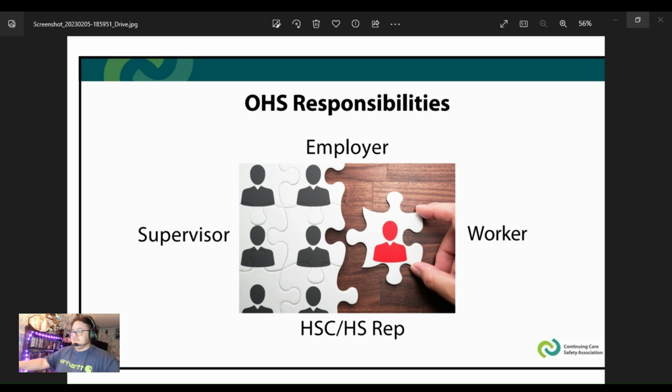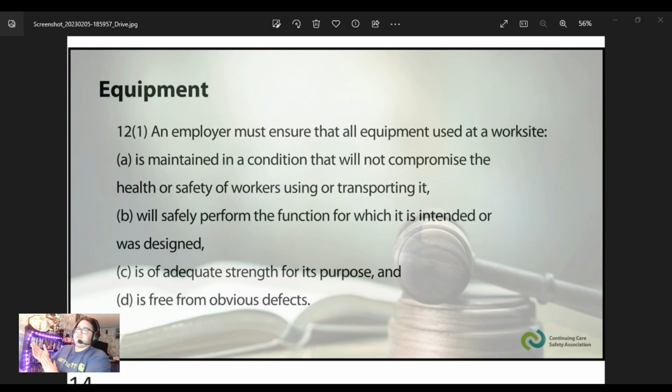Go us. And here we have some added responsibility from the employer. This basically summarizes the employer's responsibilities around equipment.